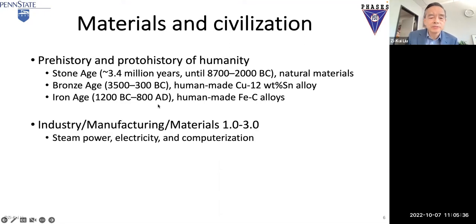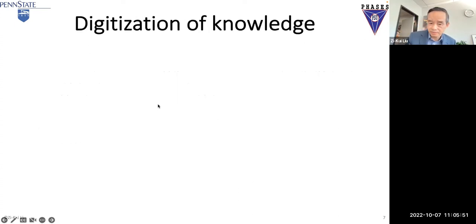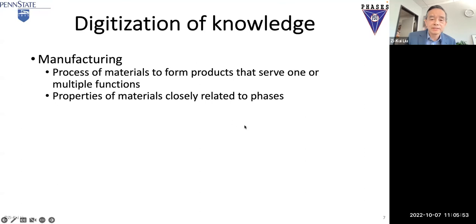Then we have the Industrial Revolution. We got the steam power, electricity, and the computerization. And now we're in Industry 4.0, which is digitization. So if you look at the history of digitization, particularly in terms of knowledge, you can make stuff, right, on top of the materials.